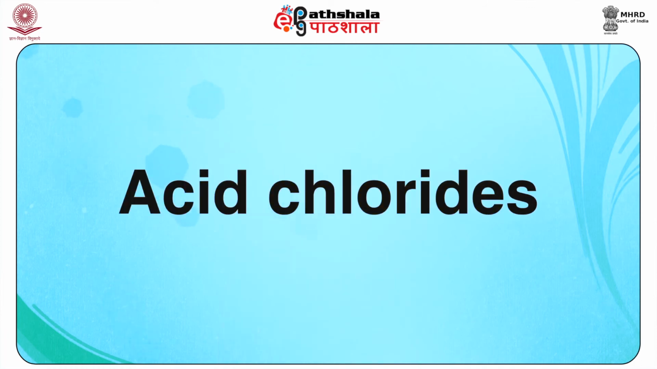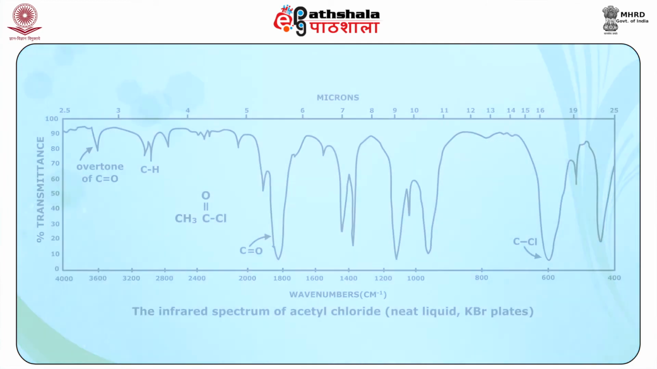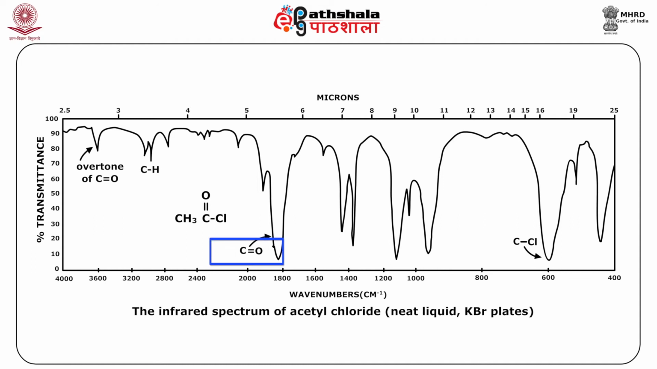Now students, let us consider the specific case of acid chlorides and their stretching frequencies. Aliphatic acid chlorides show a very strong band due to the carbonyl group in the range of 1810 to 1775 cm inverse. The high frequency in the case of acid chlorides is attributed to the high electronegativity of chlorine.